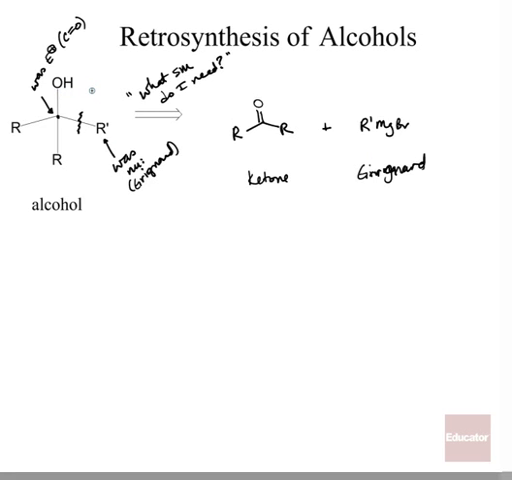Okay, so this is a very nice strategy to keep in mind. If I want an alcohol, the way I make an alcohol is I work backwards to a ketone and a Grignard. So it's good to keep in mind that a ketone plus a Grignard gives an alcohol. It's a great strategy to use anytime you need to do an alcohol synthesis.